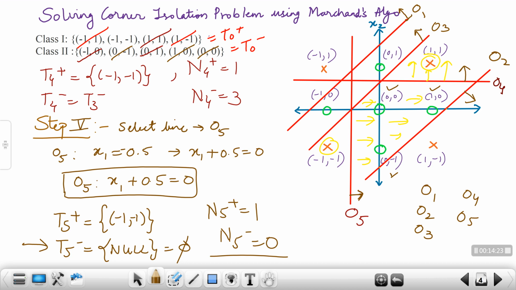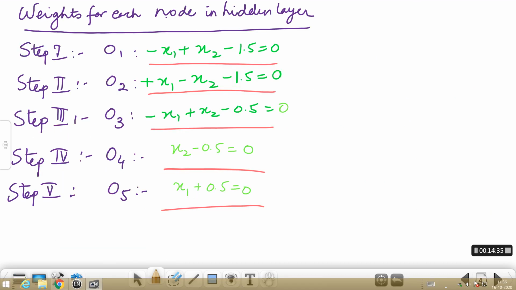There will be 5 nodes in the neural network. At step 1, we have introduced the first node. Step 2, we have introduced the second node. Then the third node, fourth node, and the fifth node. Now, how this particular network will be drawn is that in step 1, we are introducing node 1. And what is this node?